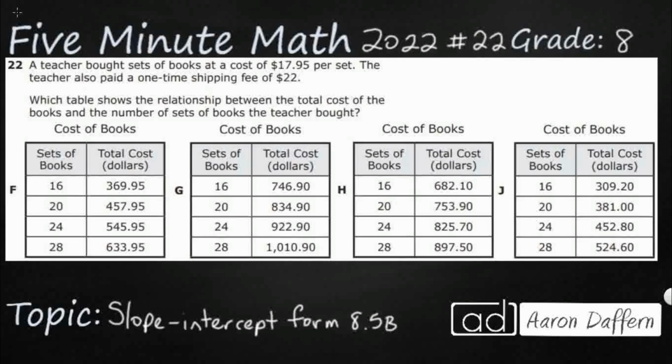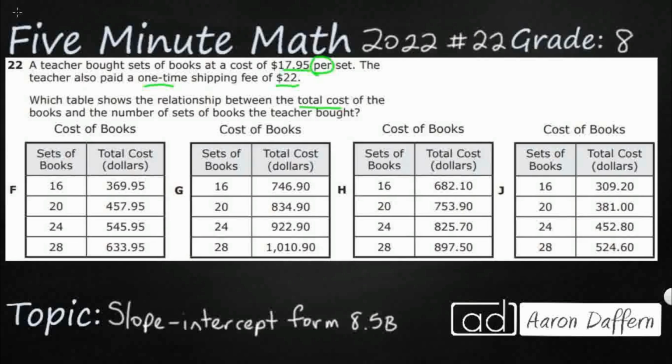So we have a teacher who's buying books. We've got $17.95 per set. That's going to be important. And we also have a one-time shipping fee of $22. So which table shows the relationship between the cost and the number of books?